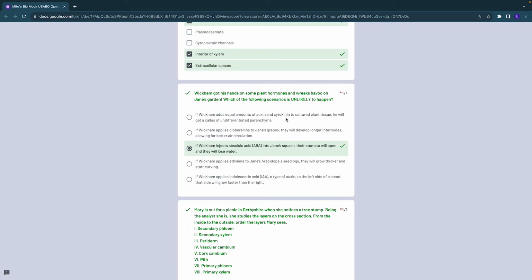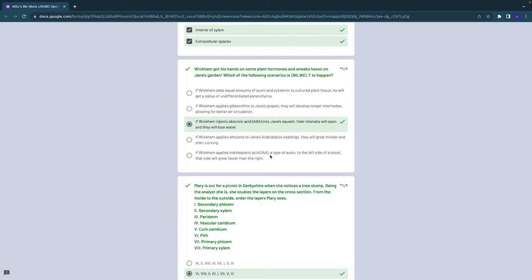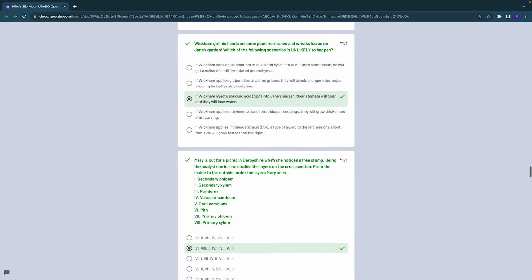Auxin, cytokinin, the ratio of them determines whether or not your undifferentiated mass of tissue is going to grow roots or shoots. And if you have equal amounts, then you're going to get a callus, which is just kind of like a clump of undifferentiated cells. And then this is what gibberellins do. Ethylene, so this is kind of like the ethylene response that's being described right here. And then, IAA type of auxin is going to cause the shoot to do that. Basically, that's how plants curving towards the light works.